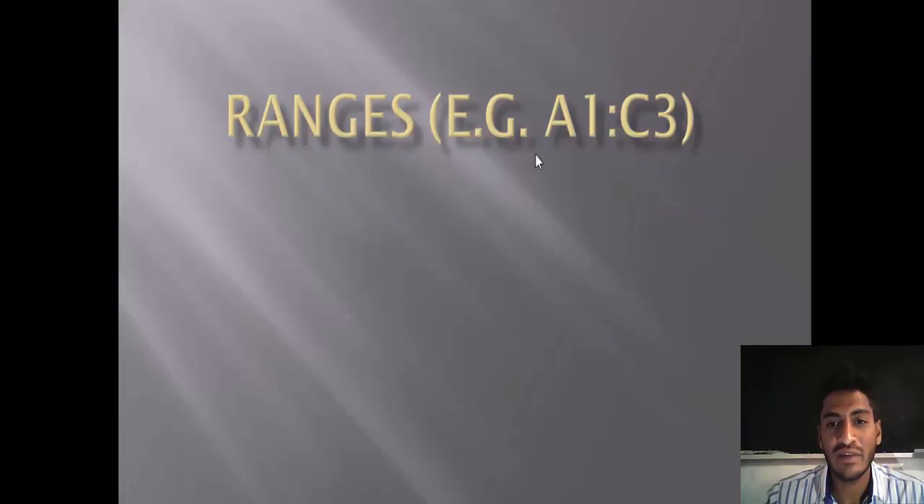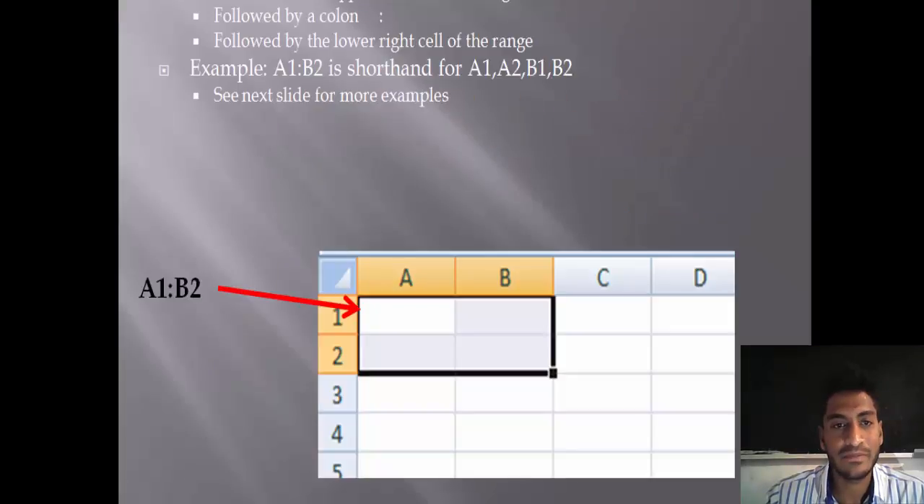Ranges. Example: A1 to C3. A rectangular box of cells is called a range. The name of a range is the name of the upper left cell of the range, followed by a colon, followed by the lower right cell of the range. Example: A1:B2 is shorthand for A1, A2, B1, B2. See the slide for more examples.